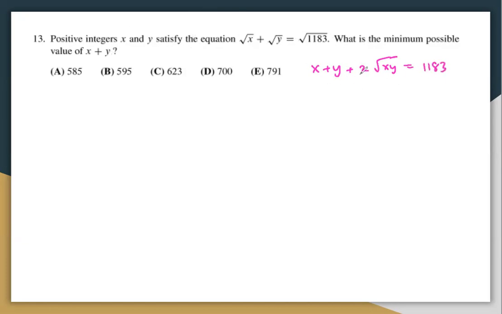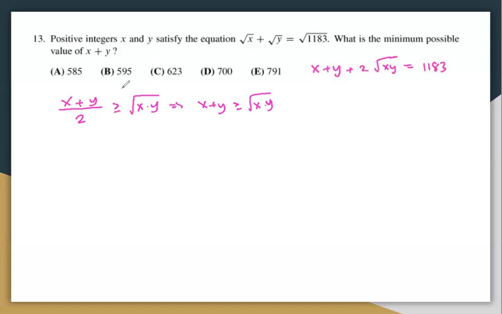But as soon as I see this, AM-GM is the first thing that comes into my mind. AM-GM tells us that when you take two numbers, the arithmetic mean has to be larger than or equal to the geometric mean of those numbers. I multiply both sides by 2, so x plus y should be at least the product of this. It doesn't say if they are equal to each other, so we just need to show if that is possible.